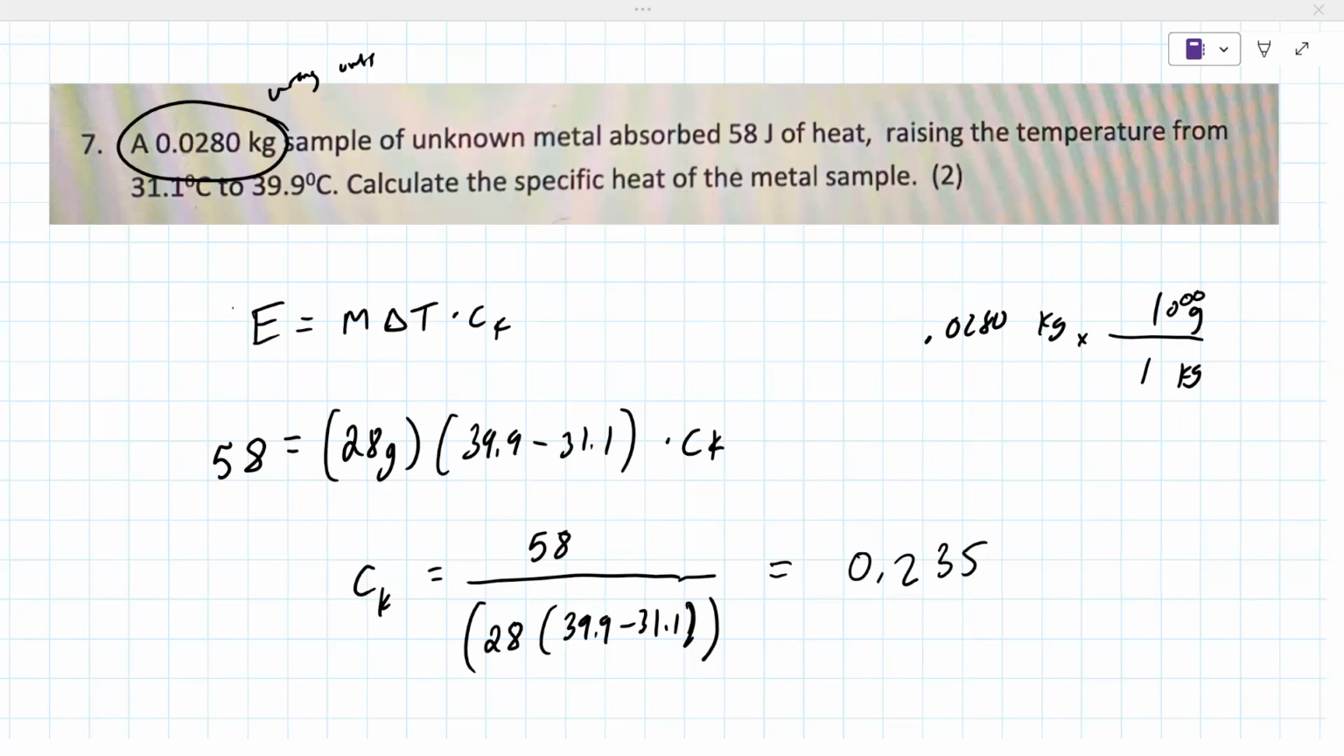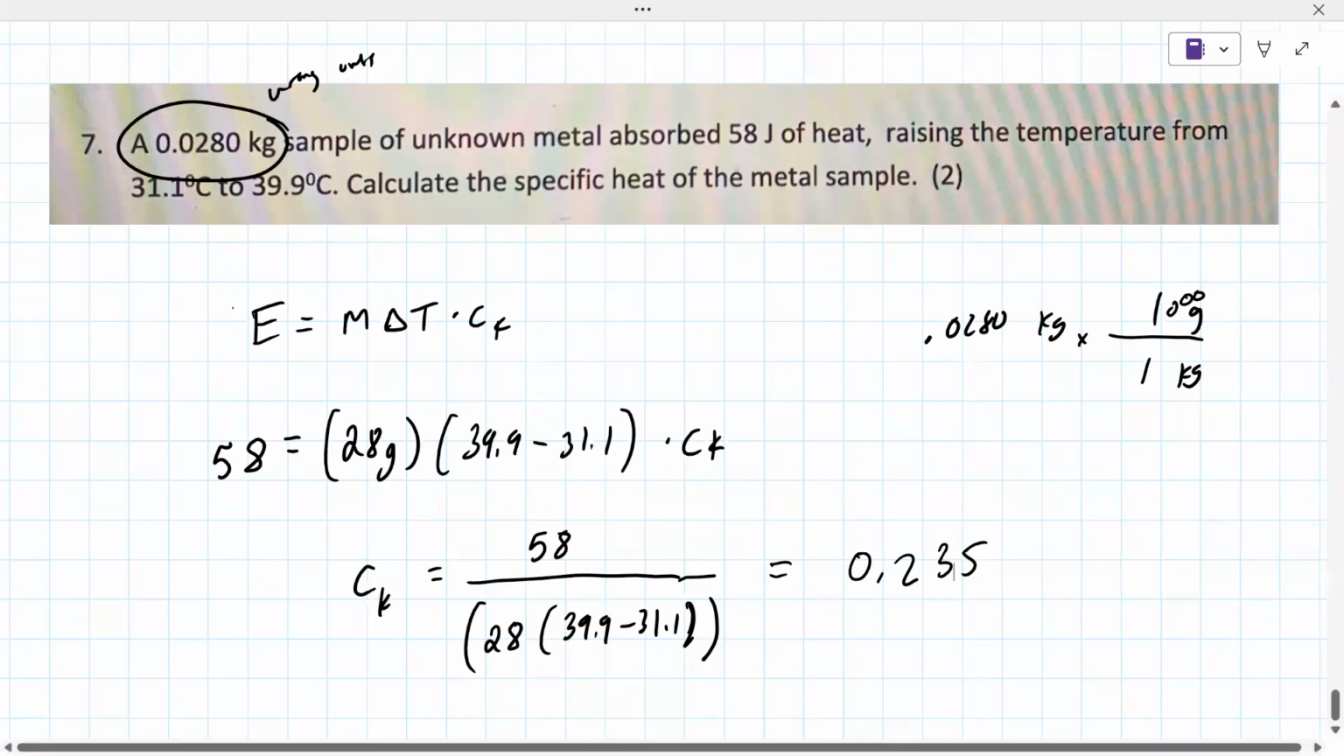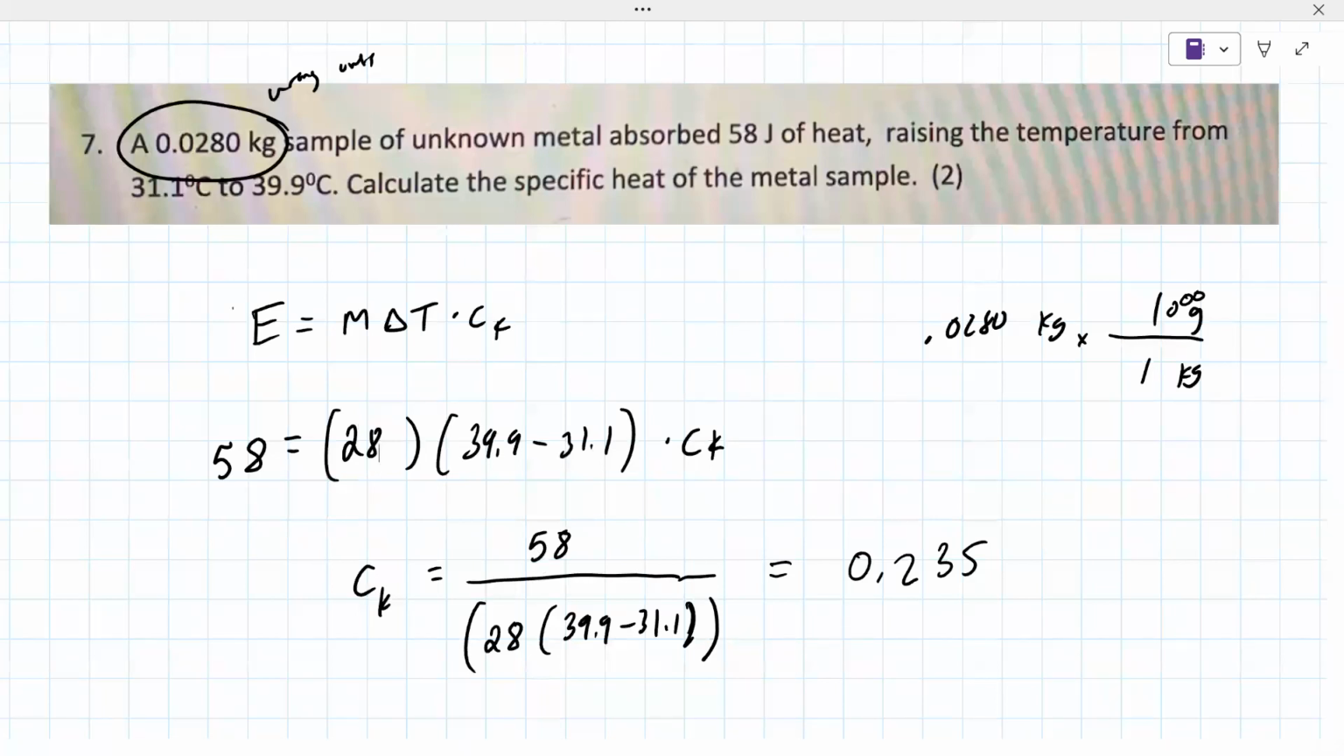Any questions on that? I'm not getting that answer. Most likely just an issue with parentheses. You have to maybe just calculate this number, 28 times 39.9 minus 31.1, get that number and then divide. Okay. Well, no, I got that. Okay.